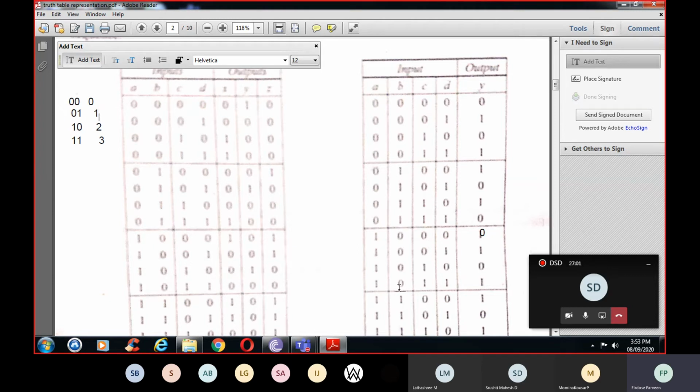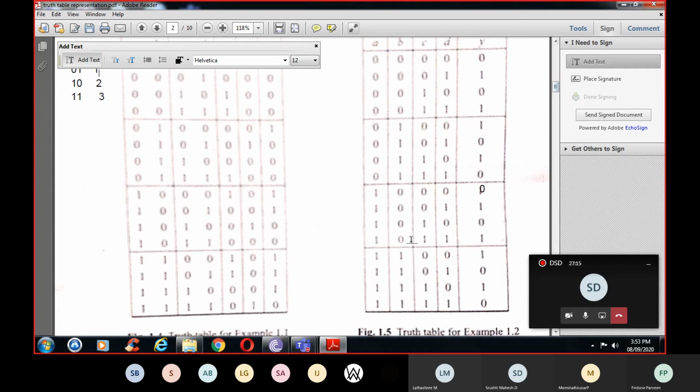So 1, 0 means 2, and this is 3. 2 plus 3 is 5. 5 is an odd number, so output will be generated. That is logic 1 you will be getting here. Next, 1, 1 means 3 and this is 0, 0 means 0. 3 plus 0 is 3. So it is odd, so output will be generated. 3 plus 1 is 4, so no output will be generated and hence it is 0.